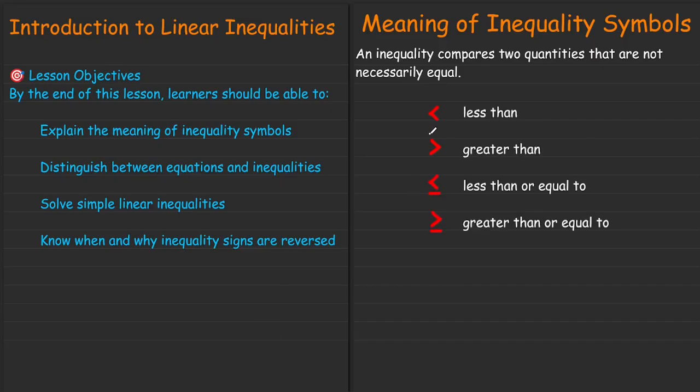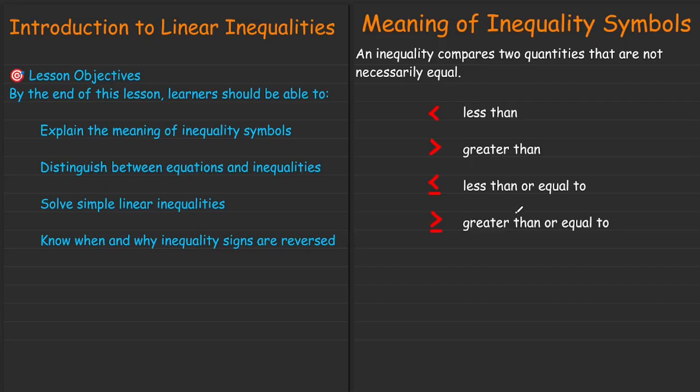These symbols are: we have the less than, which is represented by this, then the greater than, the less than or equal to, and then the greater than or equal to. So let's take them one after the other, then we'll look at how we use them.